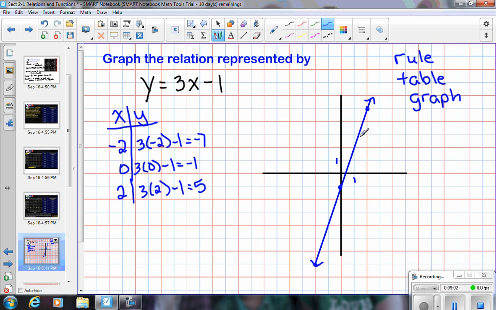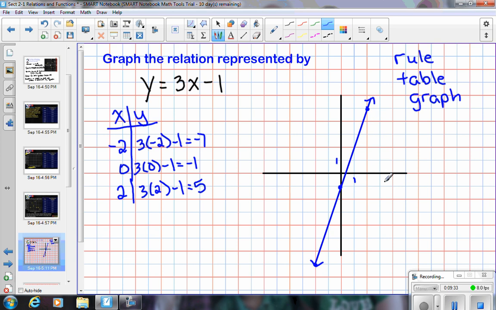Now, the reason why I drew a line was because I could have picked other values besides -2, 0, and 2. You may have picked a 1. You may have picked a half. You may have picked 1.23587. Any value that you want to pick for x, you could substitute that in and find a corresponding value for y. Any value you pick, you will find that the corresponding y value, when you plot the ordered pair, it will end up on this line.